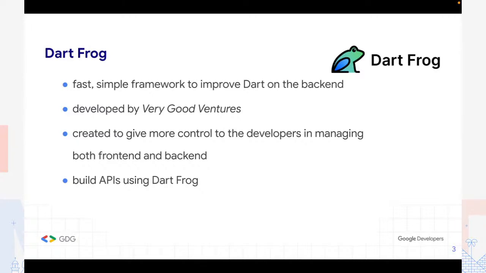Dart Frog was solely created to build APIs, or rather backend, using the Dart programming language. The Dart programming language is the same one that is used to build Flutter applications, which means that if you want to build APIs for Flutter apps, you don't have to learn any new programming language. If you know Dart, then you can build APIs using Dart itself, using the Dart Frog framework.